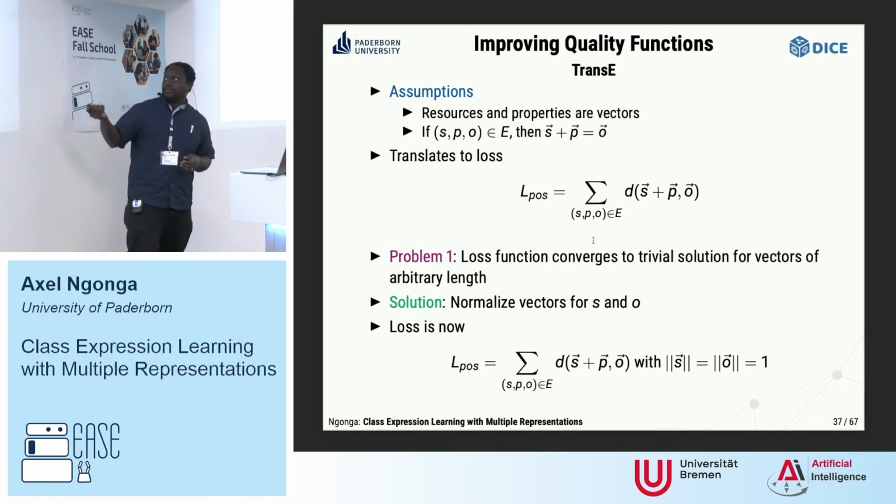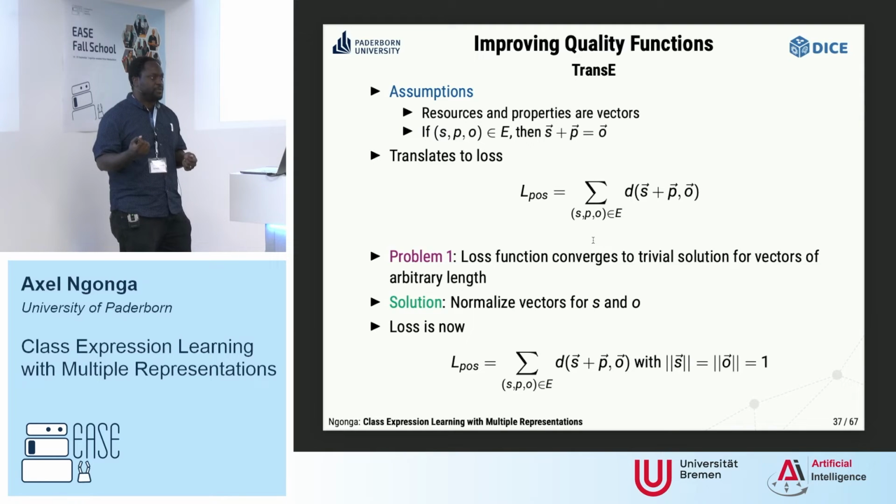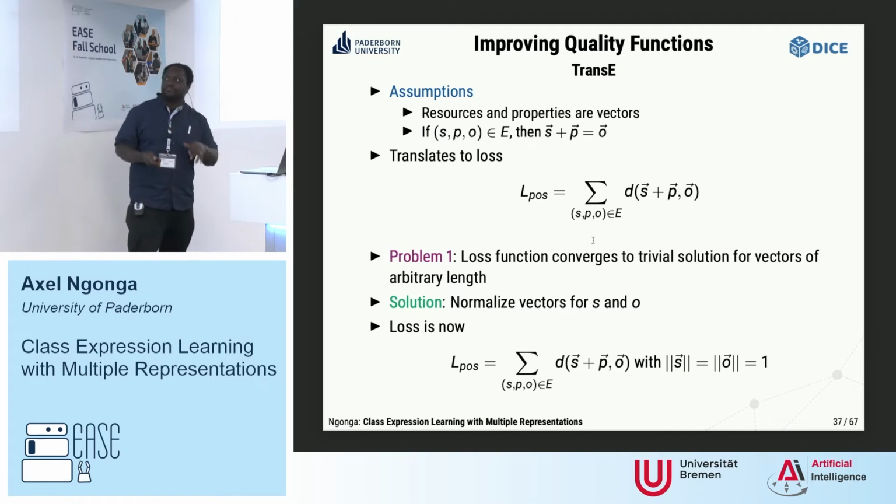Now, the problem with this definition is that obviously it's trivial to find a solution which works perfectly, and that is to put everything to 0. So we also use negative sampling to ensure that that particular family of solutions simply does not work. So that was really one of the first embedding algorithms out there.